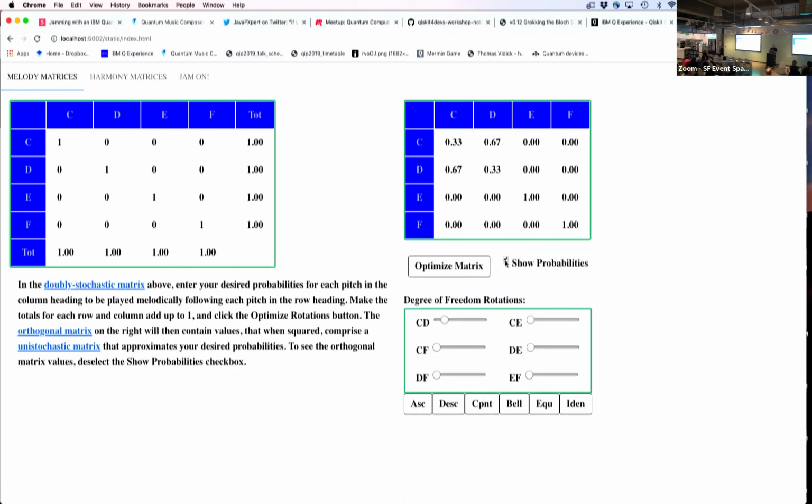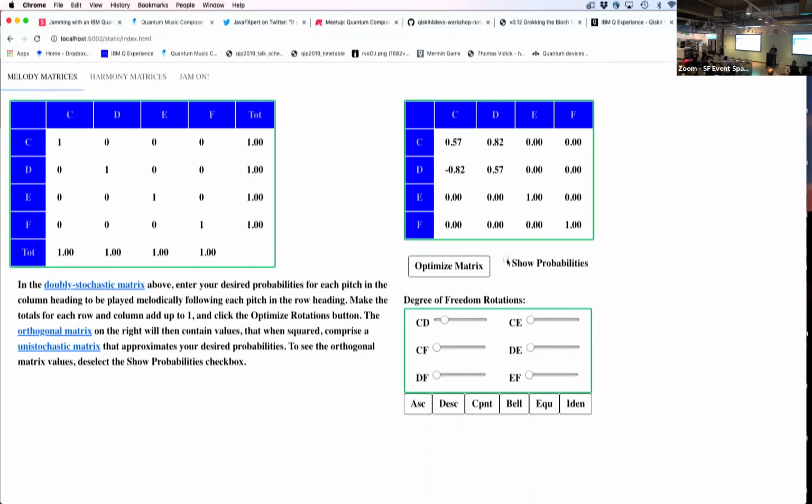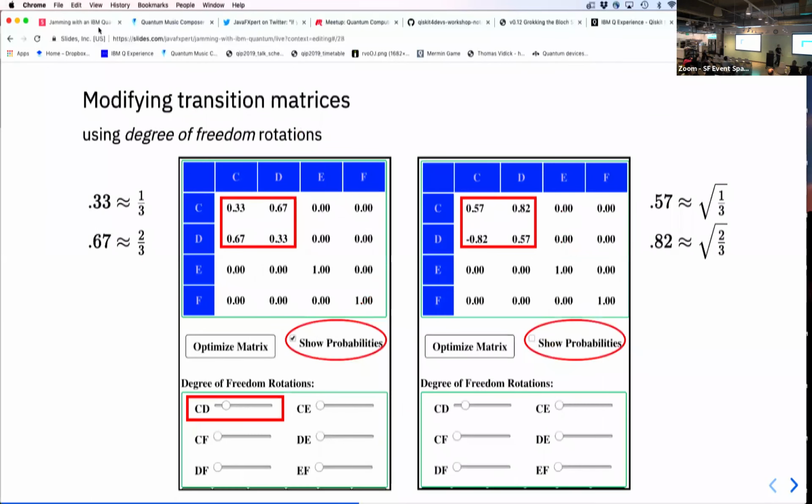Now, if I click off the show probabilities and I want to see what's underneath, so I want to see these coefficients here. Now, physicists call these coefficients amplitudes. They call them probability amplitudes, right? So I want to see these amplitudes. So in the application, I'll unclick the show probabilities, and what we see then is the amplitudes. And so on this slide, what I'm showing here is that these are the probabilities, right? The 1/3 and the 2/3, that's my desired probabilities. And these are the amplitudes. And so root of 1/3, root of 2/3, that's what I'm modeling there.